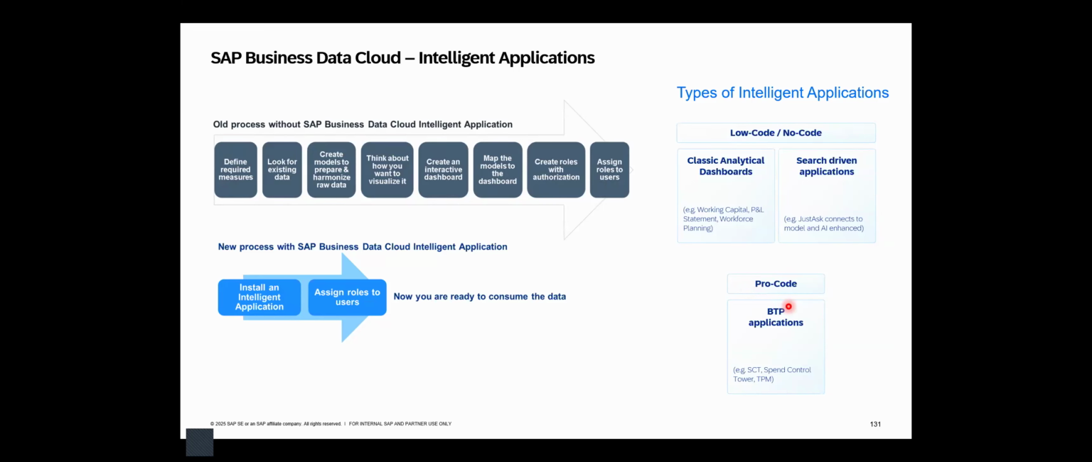And we also talked about Pro Code Intelligent Applications based on BTP application development, right? So Pro Code apps could be apps that require maybe a transactional update, or maybe they have more complicated scenarios. Some of the examples you see over here for the Pro Code apps are Sustainability Control Tower, Spend Control Tower, or TPM. And please note that at the moment, only low code, no code intelligent applications are available, but there are plans to release pro code intelligent applications as part of future releases coming this year and the start of next year. Okay.